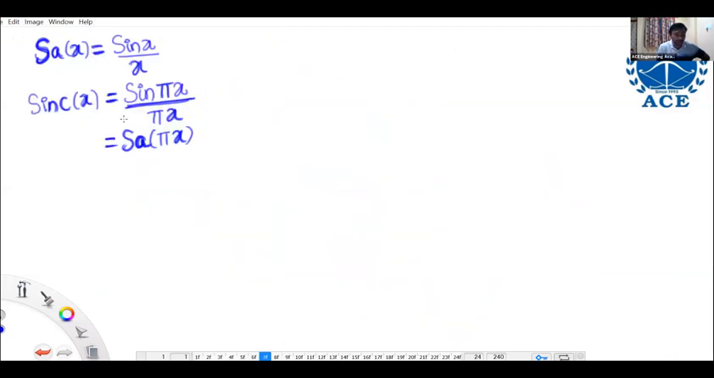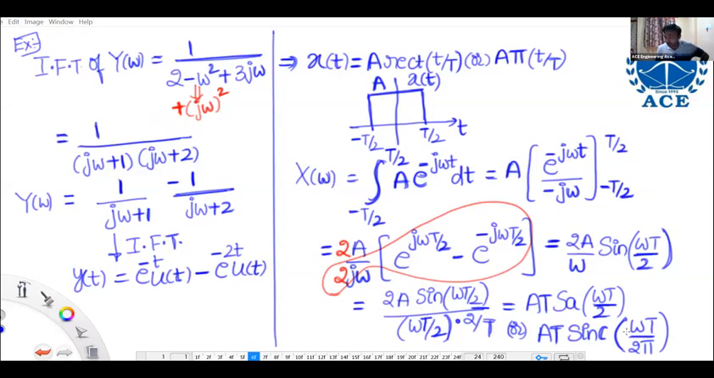See, we said sinc x is Sa of pi x. Assume pi x equals lambda pi. That is what the denominator gives, omega t by 2 pi. So a rectangular pulse in the time domain corresponds to which functions? Sa function or sinc function.